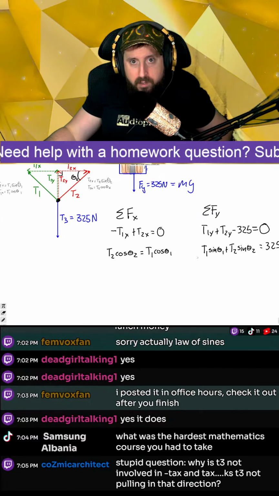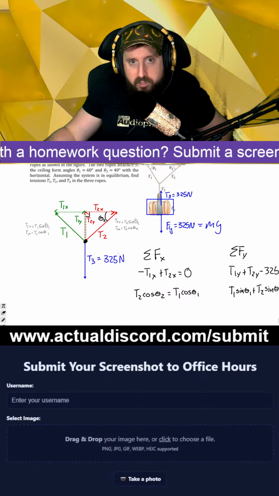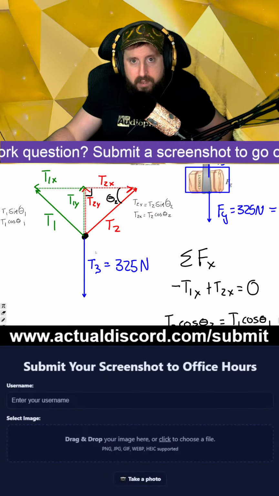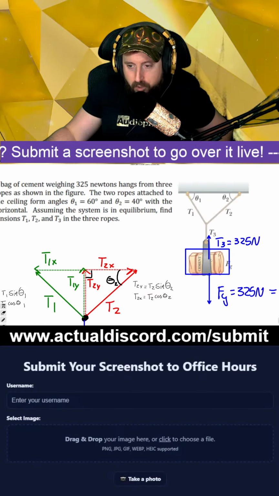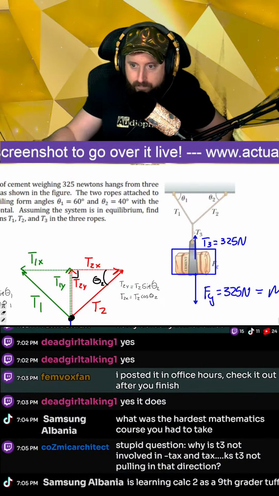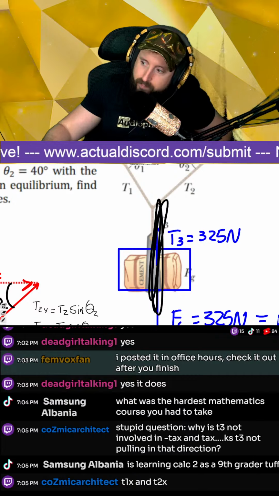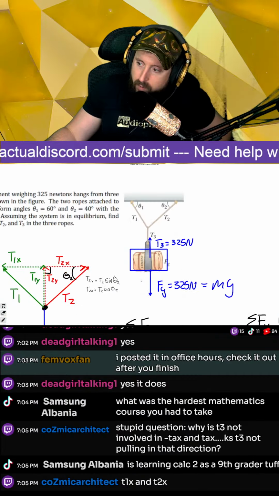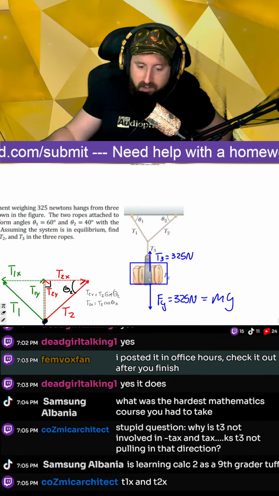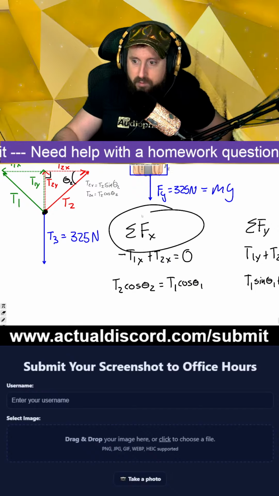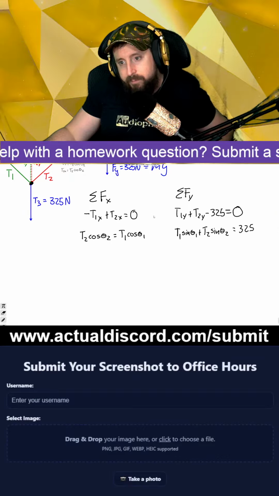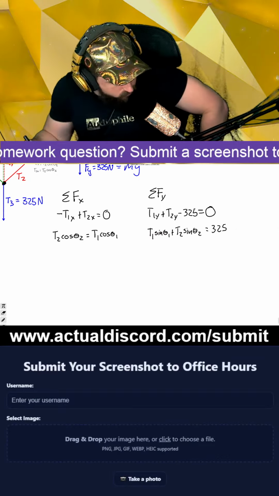No. So why? Not a stupid question. Why is it not involved in X and Y? Because the force of gravity on T3, which is on the cement, only points in the up-down direction. So that does not get included in any of the X component forces. Not a dumb question. It's a good one.